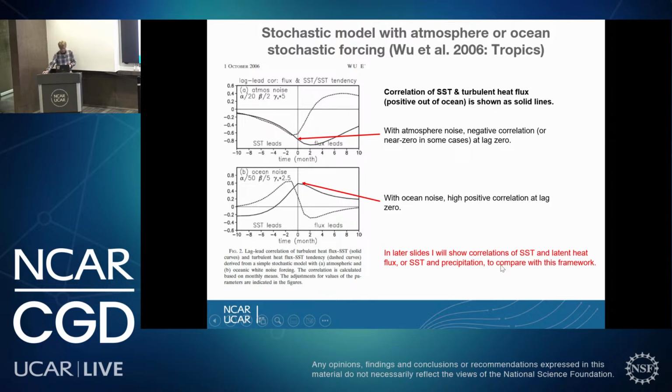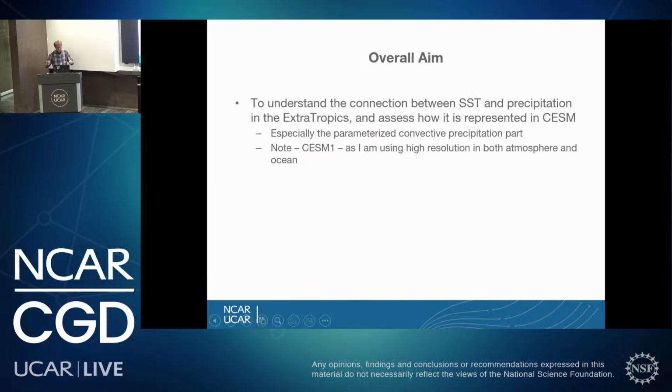So in some of the later slides, I'll show this correlation of SST and either latent heat flux or precipitation to compare with this framework. We've done a lot more than just these point correlations, but that's what I use to illustrate the point. The overall aim of this talk is to understand the connection between SST and precipitation, as the title says. I particularly want to assess how well it's represented in CSM, especially the parameterized convective precipitation part, which seems to be the part that responds to the SST.